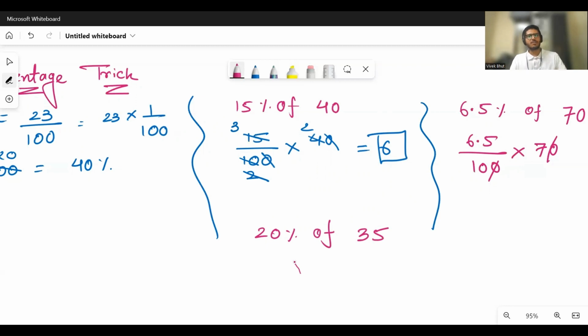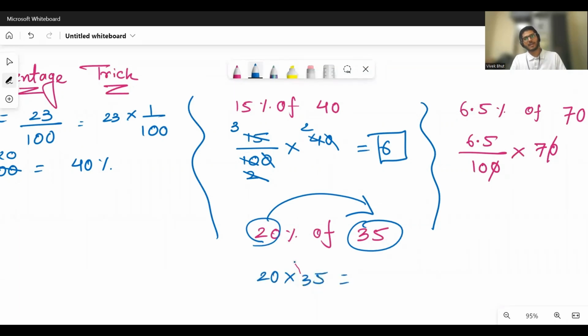ठीक है? So now the number which you have is 20, and the other number, whose percent part you are calculating, is 35. Now just multiply 20 with 35. So when you multiply 20 with 35, you get the number 700. Okay? Now whichever number you have got, put the decimal point before the last 2 digits. That means this will be 7.00, which is as good as 7. So 20% of 35 is 7. So that's the answer. Isn't that so simple?